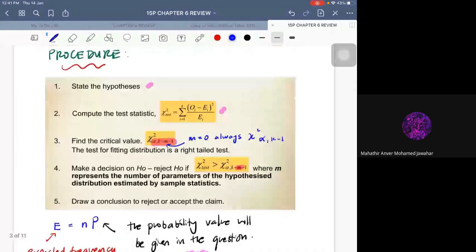So this is also going to be always a right tail test. You're going to decide whether to reject or not reject, and then you're going to draw a conclusion.